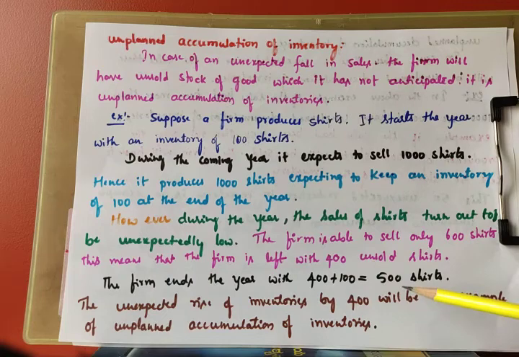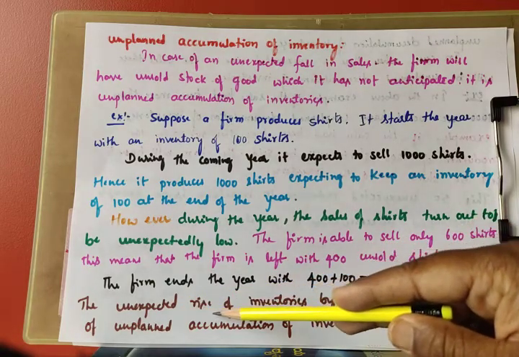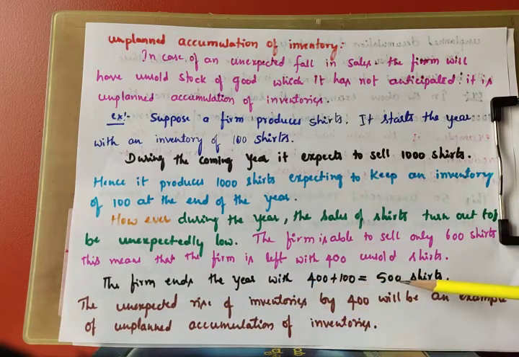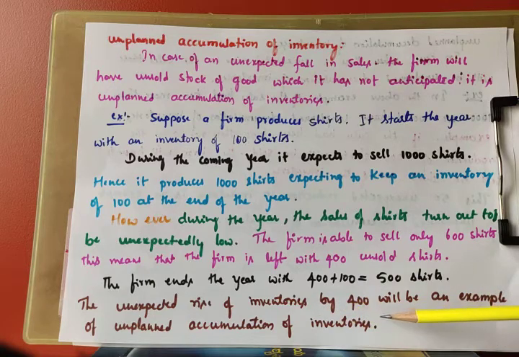Why 500? Because of unexpected sales. Out of 1,000 they sell only 600, remaining 400, and they are already having 100 shirts as an inventory. So the unexpected rise of inventories. What happened here? Inventories increased. They decided to keep 100, but the unexpected rise of inventories by 400 will be an example of unplanned accumulation of inventories.